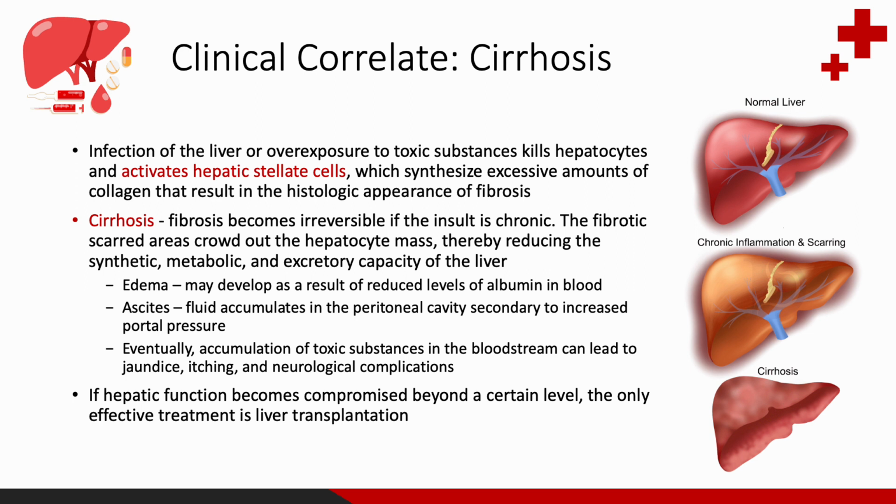Fibrotic masses press on the sinusoids and prevent them from expanding as portal blood flow to the liver increases during the postprandial period. Cirrhosis can result in edema as a result of reduced levels of albumin in blood. Ascites is due to fluid accumulation in the peritoneal cavity secondary to increased portal pressure. Eventually, accumulation of toxic substances in the bloodstream can lead to jaundice, itching, and urologic complications. If hepatic function becomes compromised beyond a certain level, the only effective treatment is liver transplantation.